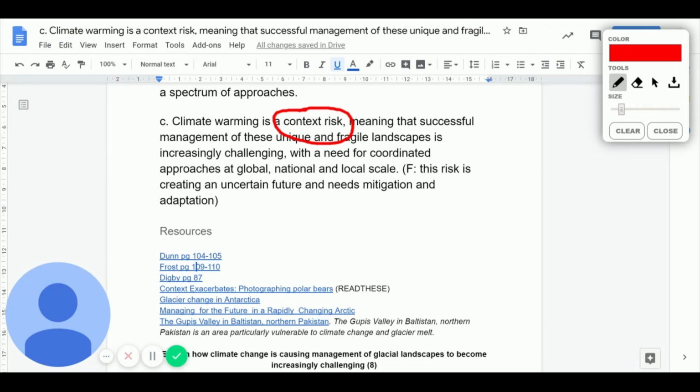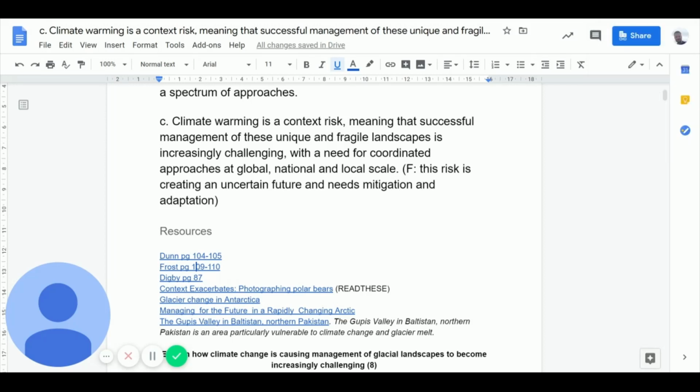So every unique place will have a unique set of challenges, and that includes climate change. So any successful management of these unique and fragile environments is going to become more challenging, but each place is going to have a different level of challenge. So we're going to have an approach global, national, and local. But the first thing I want to look at is this context risk.